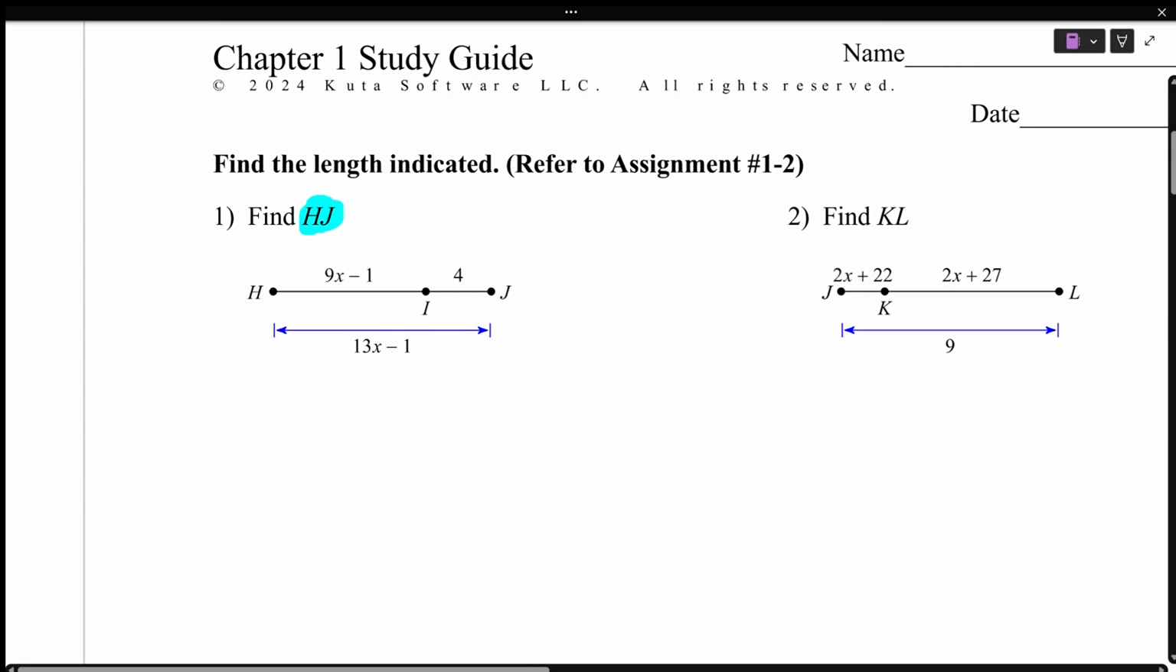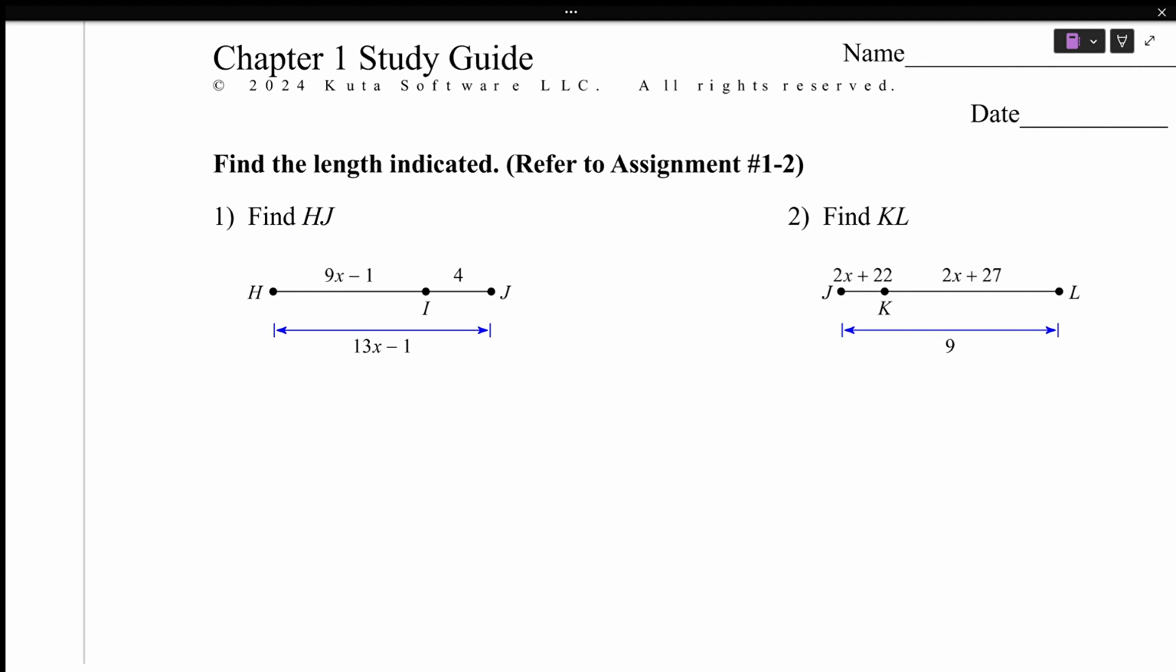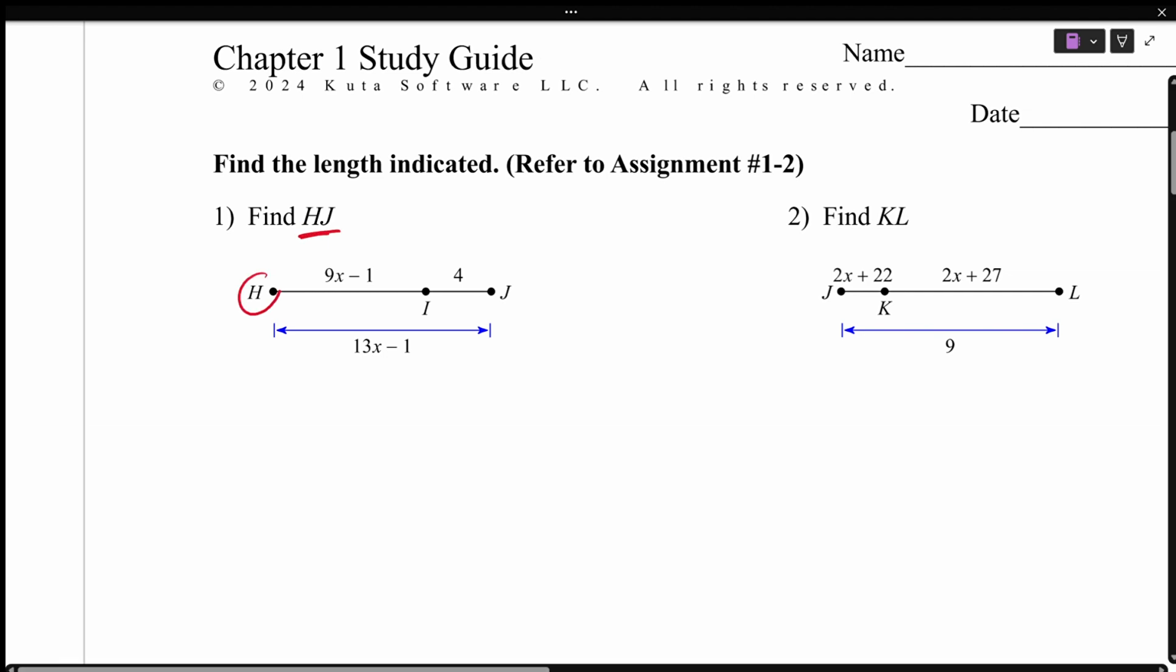HJ. First of all, let's figure out where HJ is in the picture. H is right here, J is right here, so that's from start to finish. That's HJ. So we know HJ is represented by this 13x minus 1. HI is represented by this 9x minus 1. And then IJ is that 4.